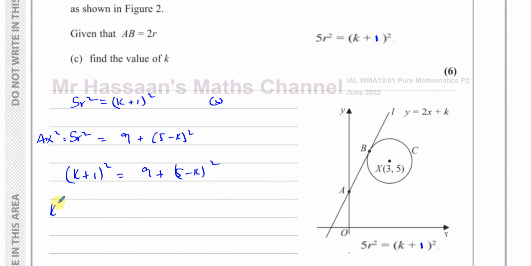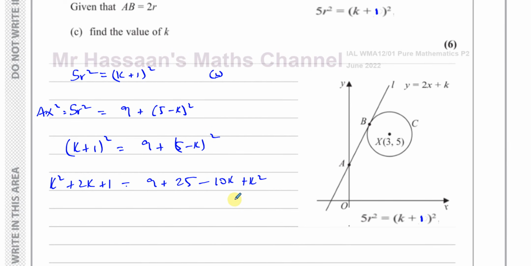This is going to give me k squared, because the only unknown here is k. So k squared plus 2k plus 1 equals 9 plus, this is going to be 25 minus 10k plus k squared. When you square this bracket, square the first term, multiply them together and double it, and then square the last term. Now you can see if I bring the k squareds together, they cancel out. k squared minus k squared is 0.